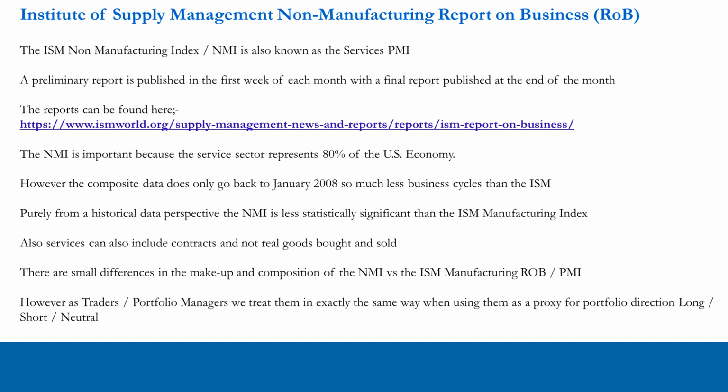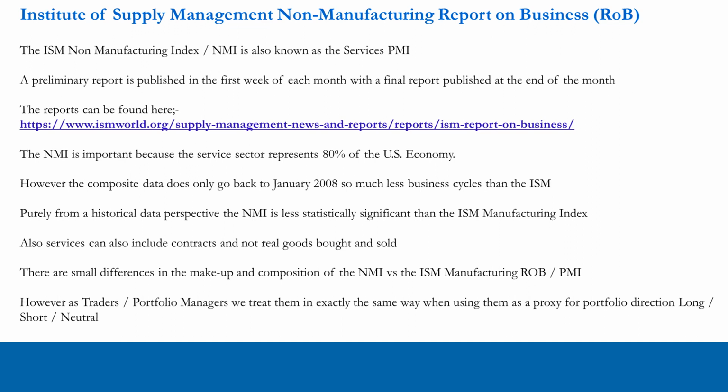The composite data, so the aggregate data for the headline index, only goes back to January 2008. So when we're analyzing the aggregate composite index and assessing business cycles, there are obviously a lot fewer business cycles that we can look at versus the ISM manufacturing report. So purely from a historical data perspective, the NMI naturally is less statistically significant than the ISM manufacturing index. Now, some would argue that makes the ISM manufacturing index more important.